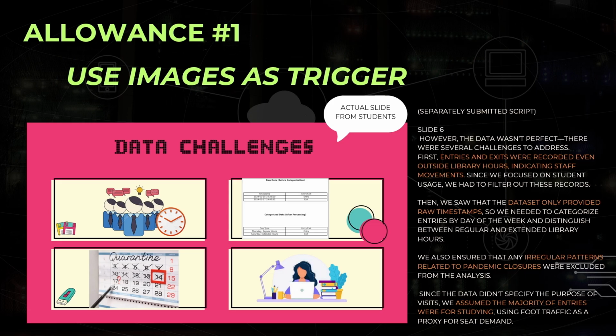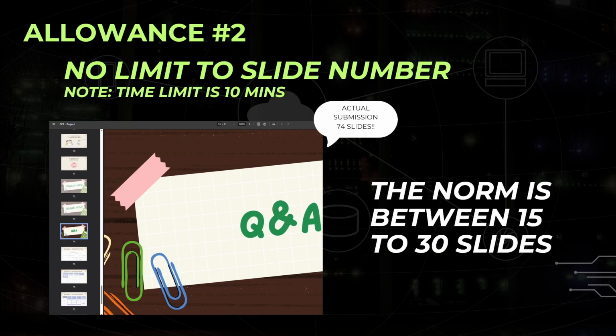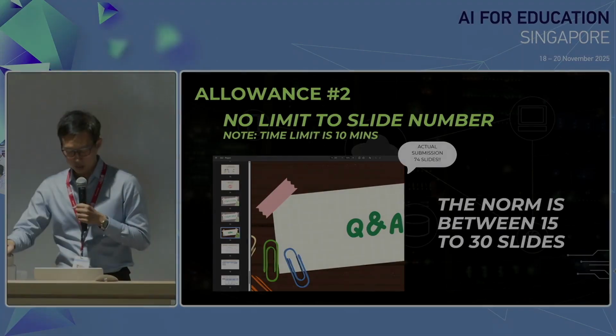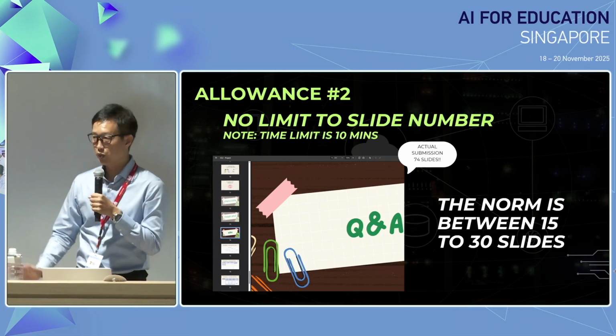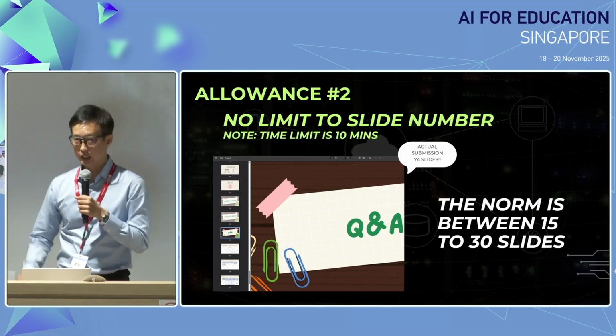The next allowance is no limit to the number of slides. They can use as many slides as they want, because there's going to be a lot of images. I don't really want the images to be tiny, you know what I mean? So I want the images to be slightly bigger. So they can use as many slides as they want. In this particular presentation that the students submitted to me, they have 74 slides. But this is not the norm. The norm is about 30 slides. They can go fairly quickly.